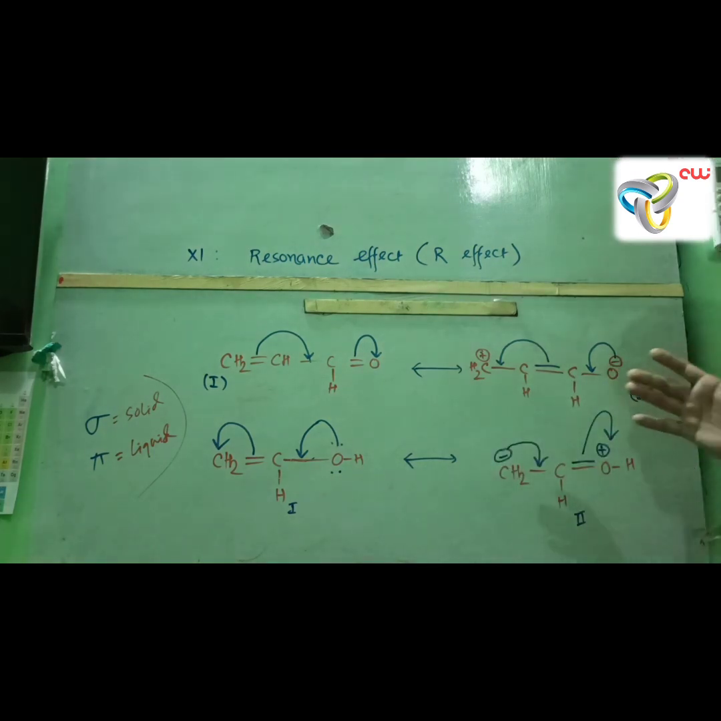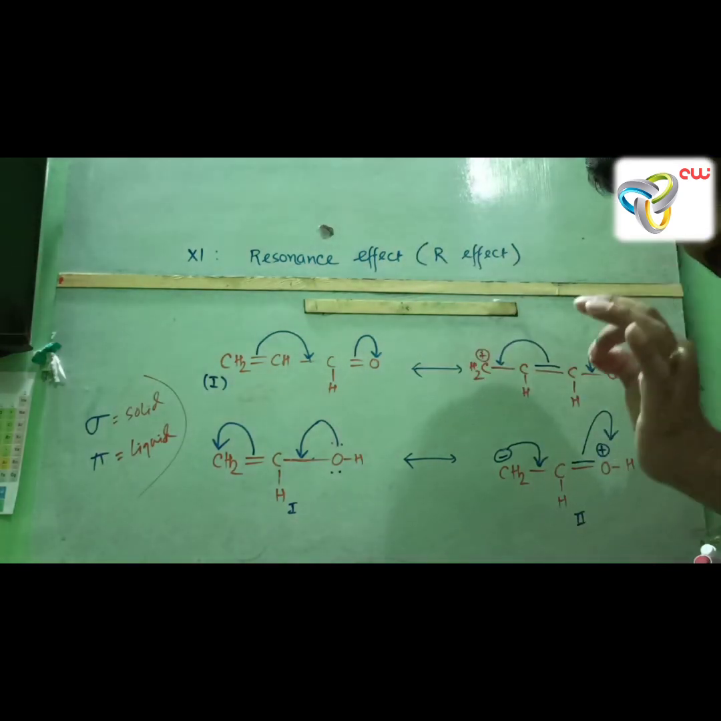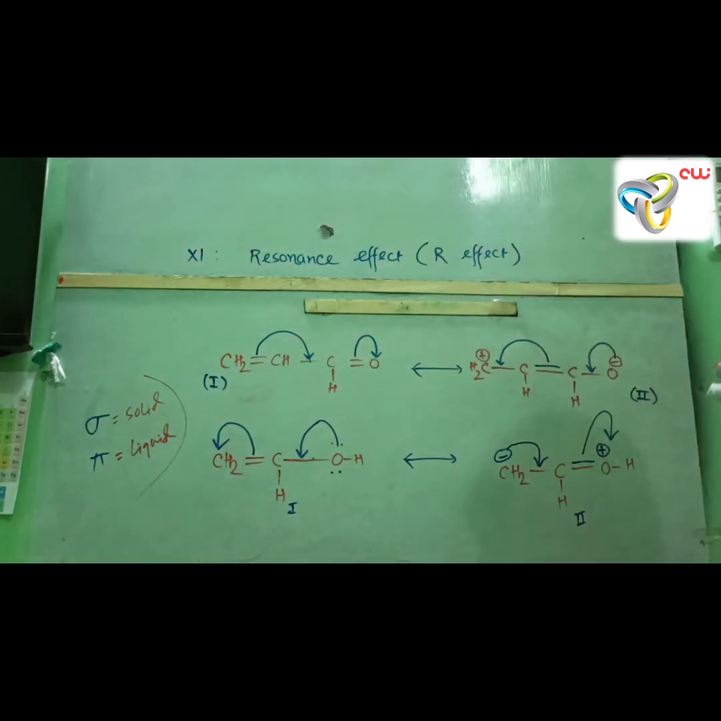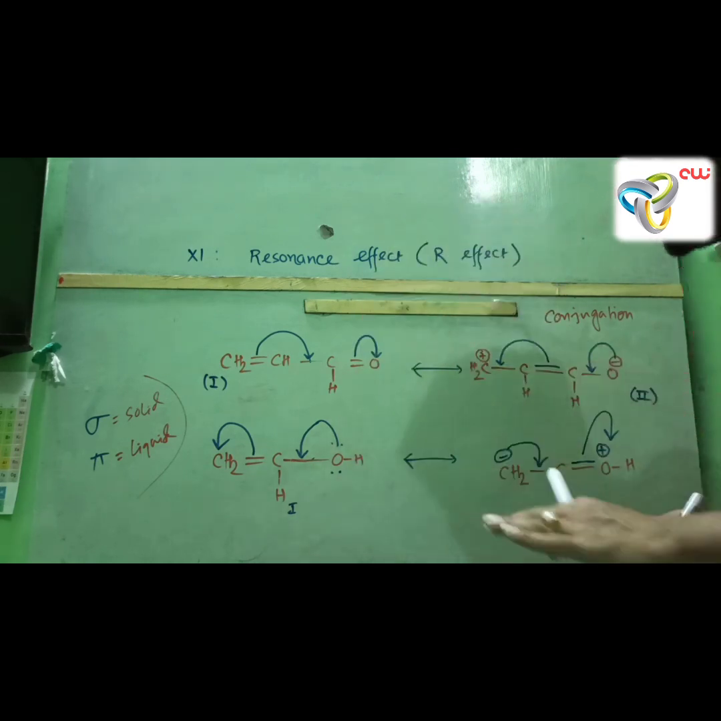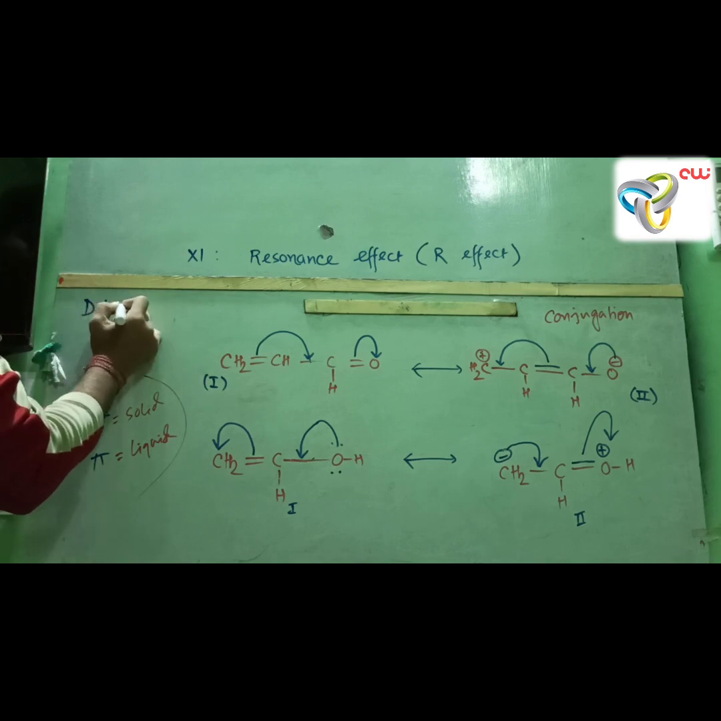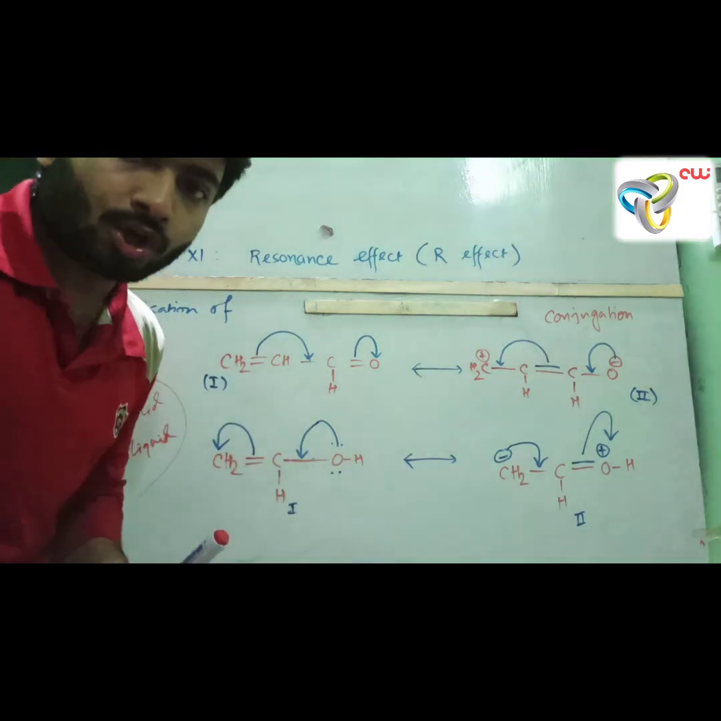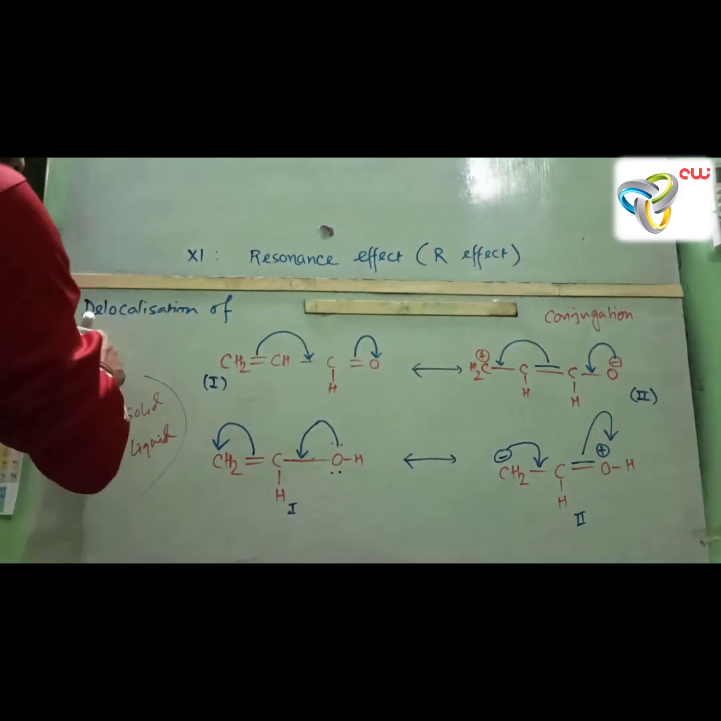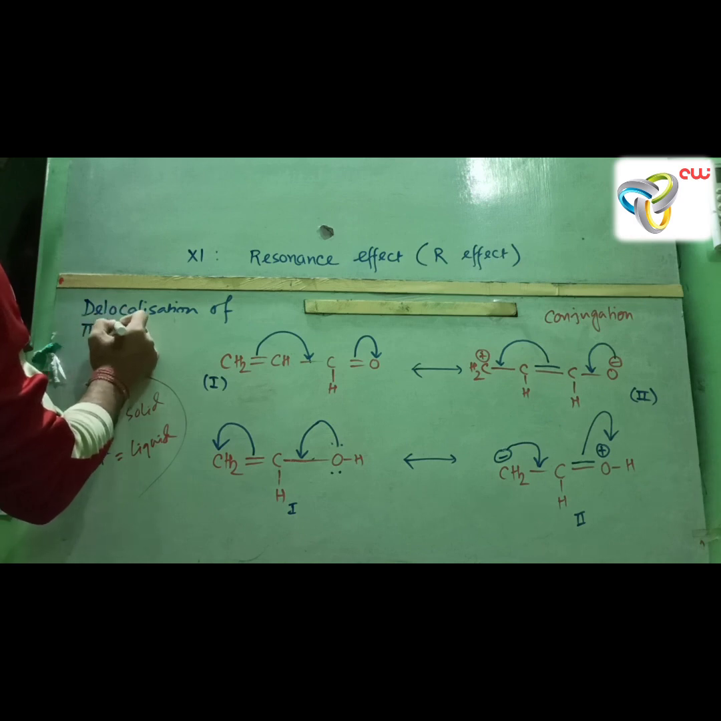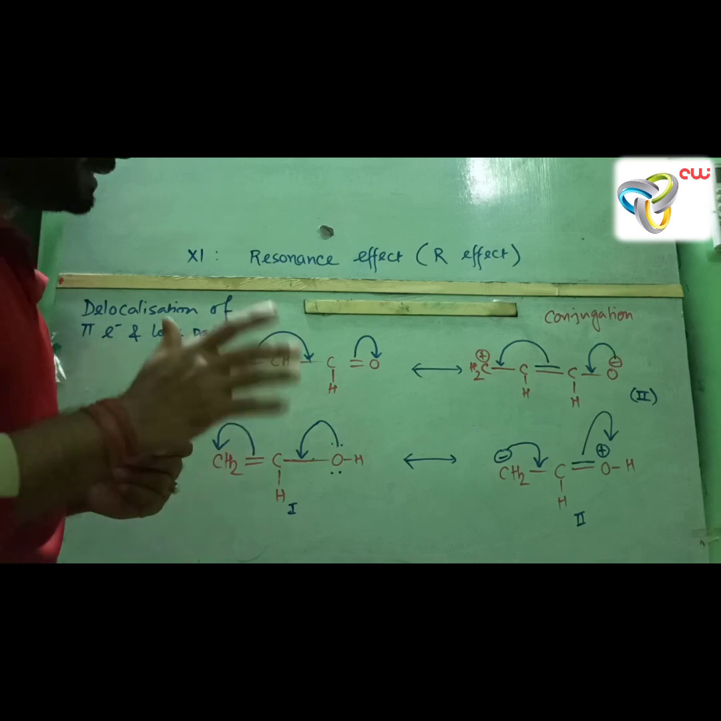Now the key point which I have learned is that resonance effect means conjugation. So resonance means conjugation. And what is conjugation? Conjugation means delocalization of loosely bound electrons like pi electrons or lone pair. So delocalization of pi electrons and lone pair. This is the important part.